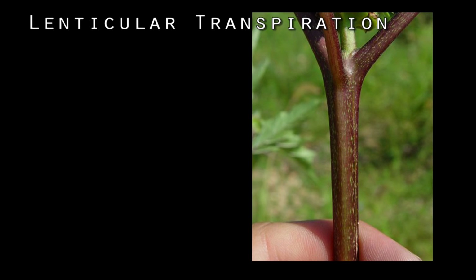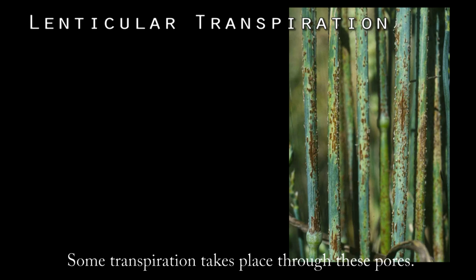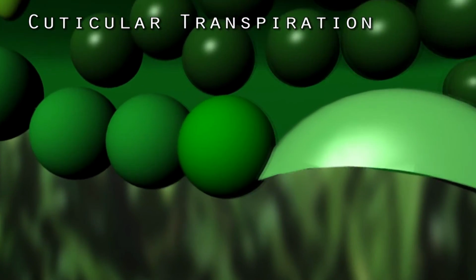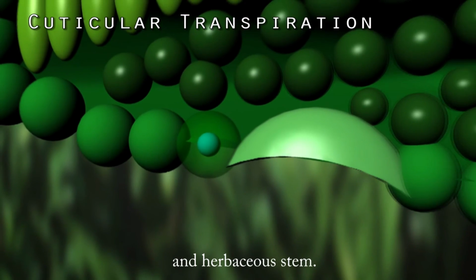Lenticular transpiration. Lenticels are small pores bordered by parenchyma and are present in the woody stems. Some transpiration takes place through these pores. Cuticular transpiration. This is the direct transpiration from the surface of the leaves and herbaceous stem.